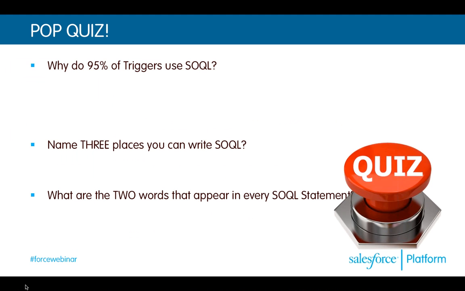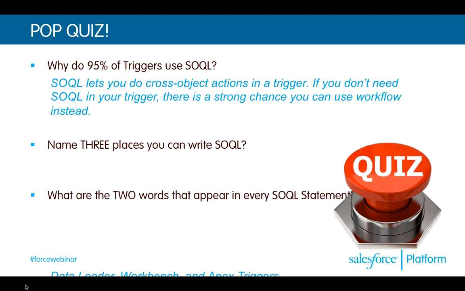Awesome. So time for another pop quiz. Why do 95% of triggers use SOQL? SOQL lets you do cross-object actions in a trigger. So we talked about when to use workflow, when to use triggers. SOQL allows you to query any record in your Salesforce, whereas with workflow, there's limitations to the records that you can look at. So if you don't need to use SOQL, there's a really good chance you might want to use workflow instead, because you may be acting on just the same object. You might be able to accomplish that with a workflow rule.